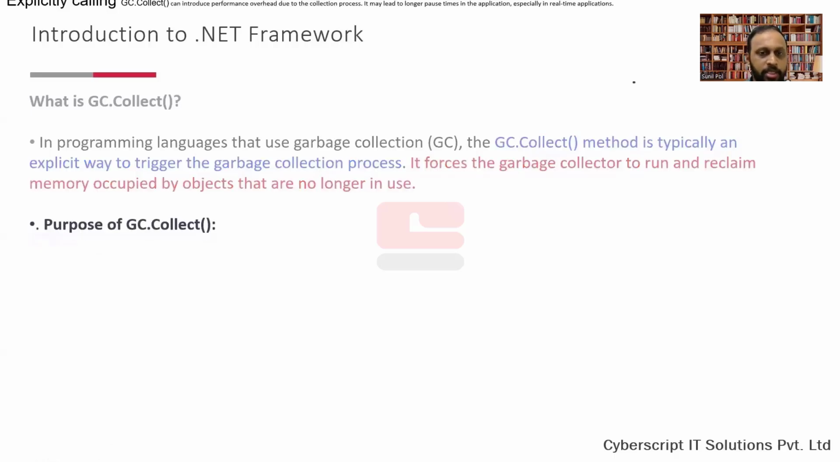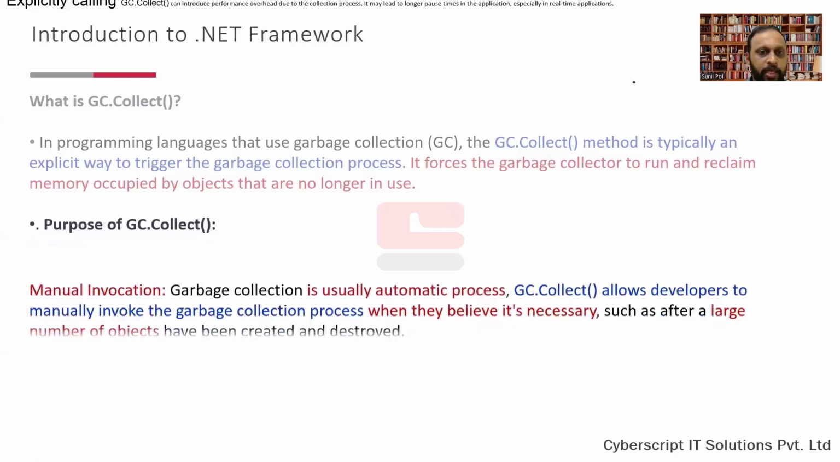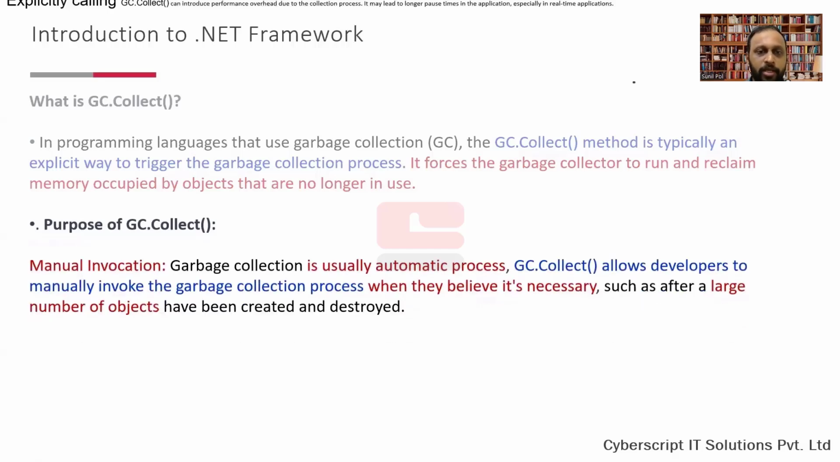So what is the purpose of GC collect? Manual invocation. As we have already discussed, when a developer wants to manually trigger garbage collection, the gc.collect method will be called by the developer in their application. Garbage collection is usually an automatic process. gc.collect allows developers to manually invoke the garbage collection process when they believe it's necessary, such as after a large number of objects have been created and destroyed.